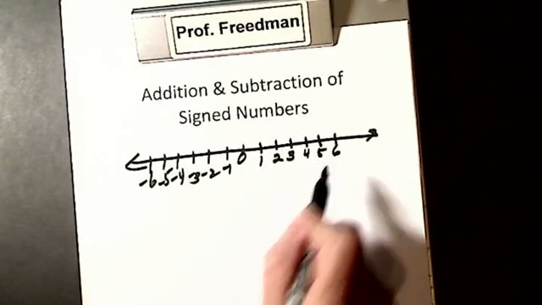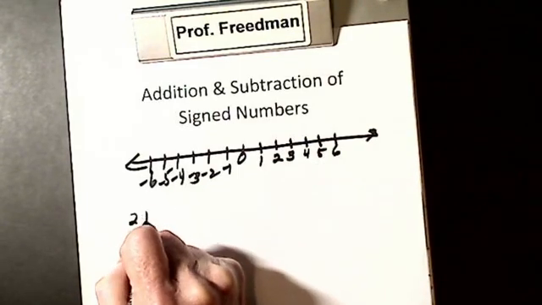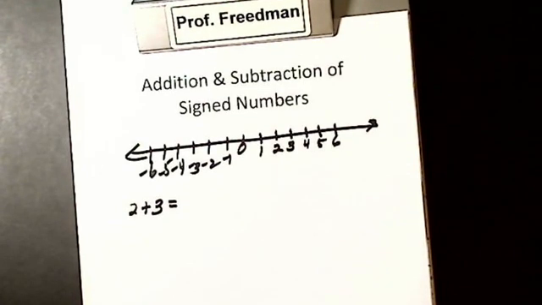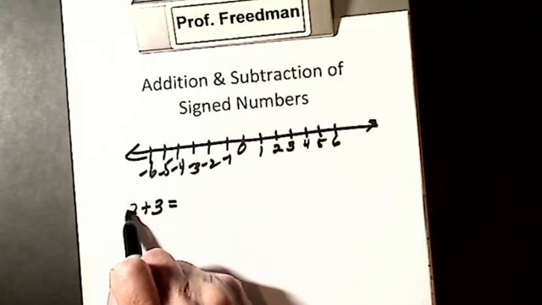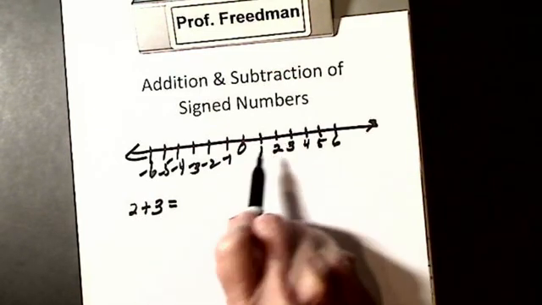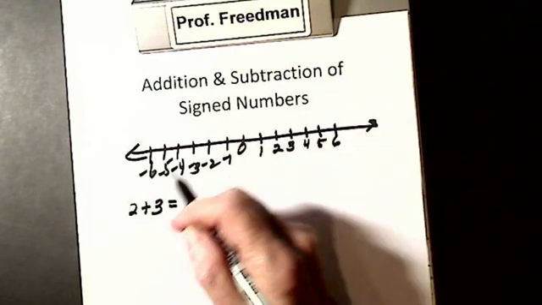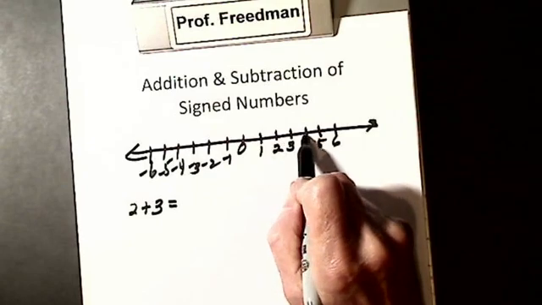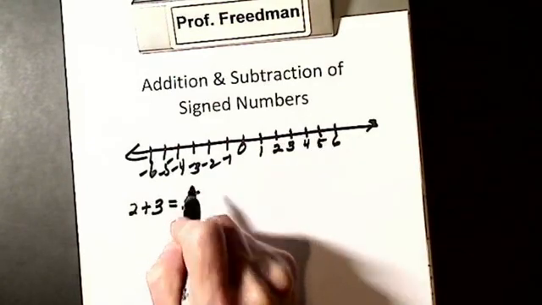If I start with two positives, let's say I have 2 plus 3. We know the answer is 5, but if I think of it algebraically, no sign in front means it's positive. I start with the 2. Positive is to the right, negative is to the left. So I start with 2, and I go 1, 2, 3. I end up with 5.